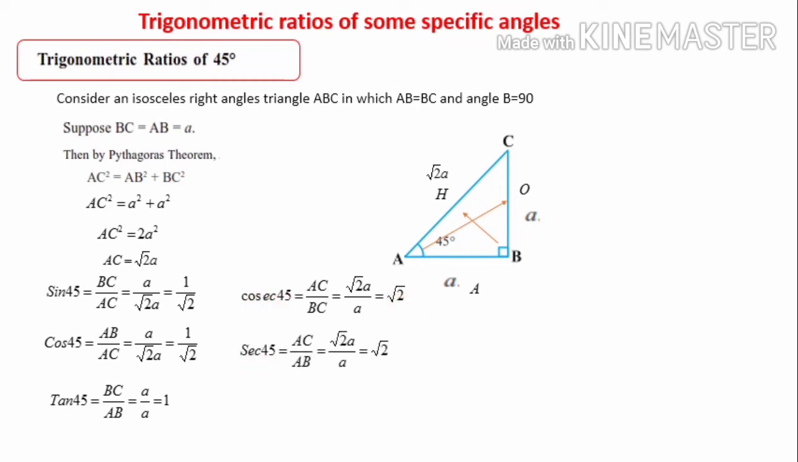Next is sec 45. Sec formula is H divided by A. Here H is AC and A is AB. So AC divided by AB, when you substitute the values, root 2A by A. Length of AC is root 2A. Length of AB we know that it is A. So here, then A cancelled, and finally the answer is root 2. Next is cot 45. Cot 45 is equal to AB by BC, that is we know that length of AB is A, length of BC is also A. So A by A, that is equal to 1.